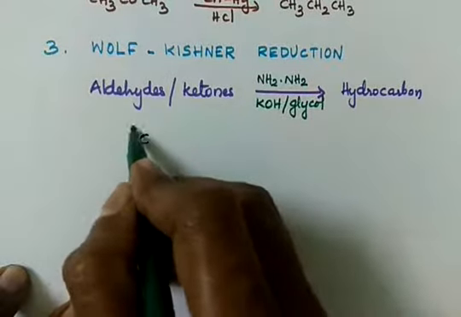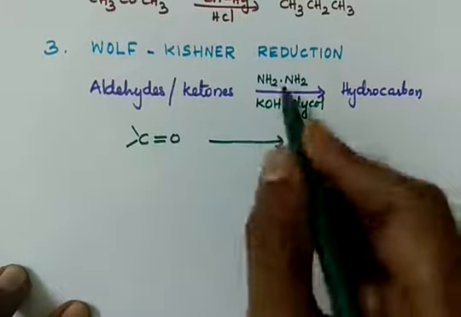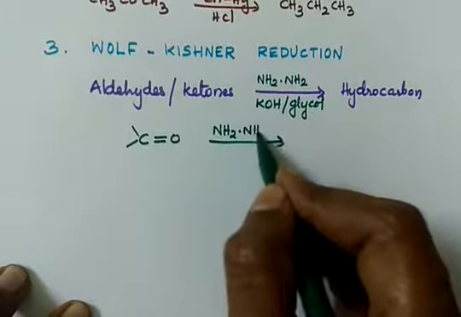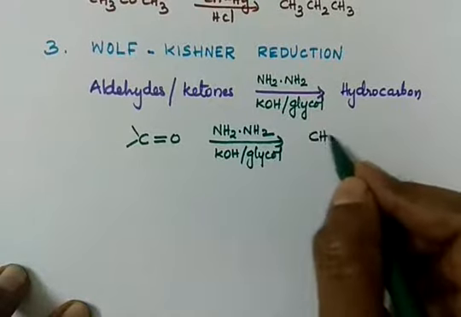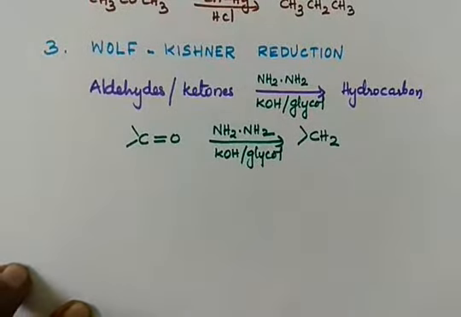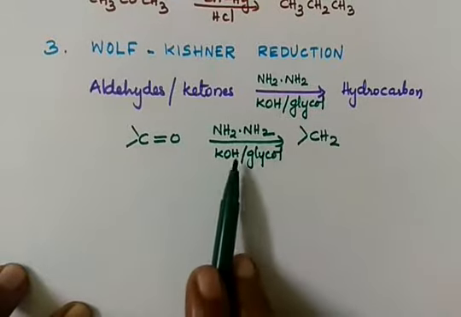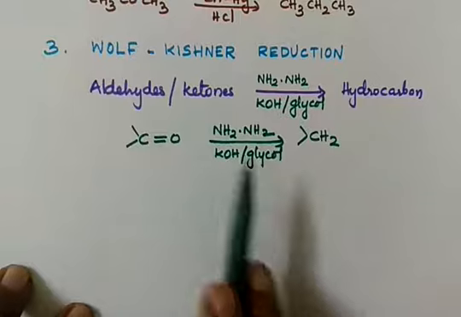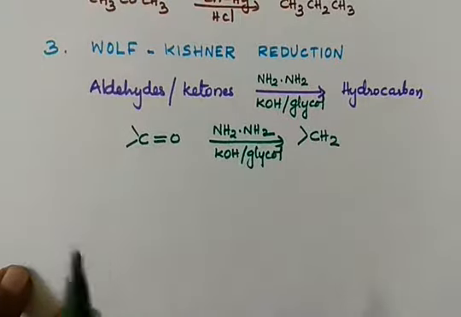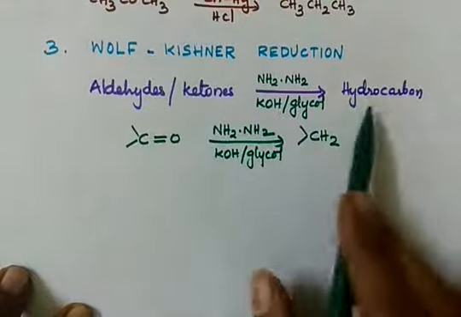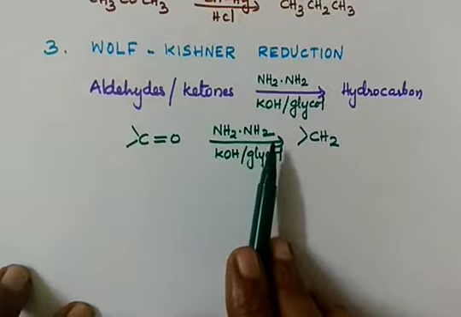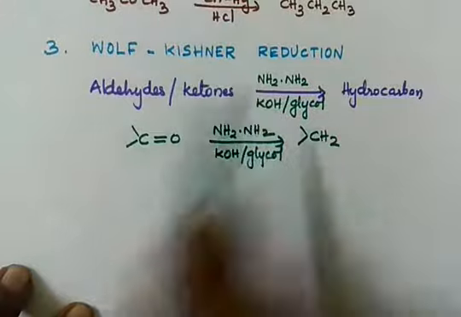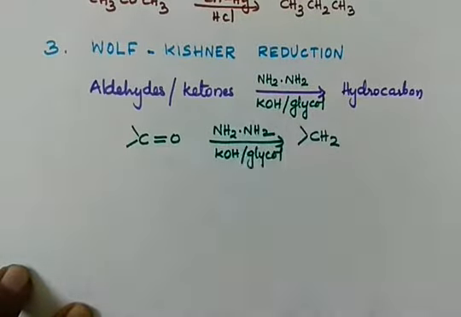So here also the carbonyl group, C double bond O, in the presence of this reducing agent hydrazine, KOH and glycol, is converted to a CH2 group. Just like Clemmensen reduction, the reduction takes place but the reducing agents are different. In Clemmensen reduction, amalgamated zinc and concentrated HCl is used as the reducing agent, while in Wolff-Kishner reduction, hydrazine, potassium hydroxide and ethylene glycol is used.